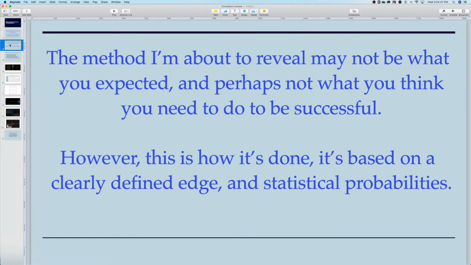So this method that I'm about to reveal may not be exactly what you're expecting, may not be anything like what you're expecting. And it's probably not what you think you need to do to be successful. As a matter of fact, there is just 4 simple steps. And it's all based on a clearly defined edge, which I'll show you, using statistical probabilities and a very, very simple method.